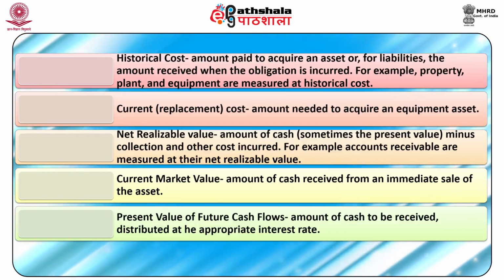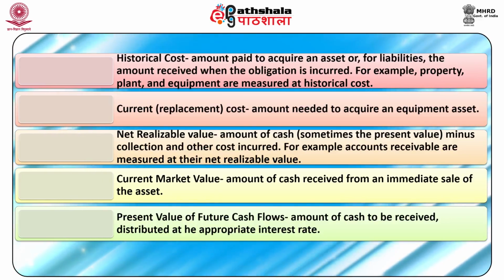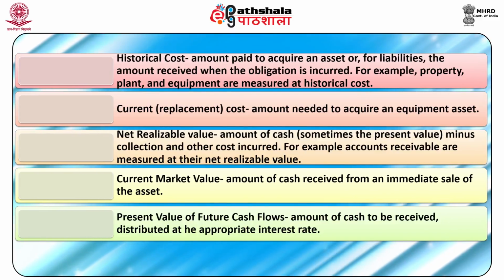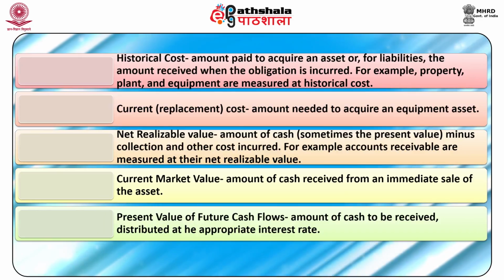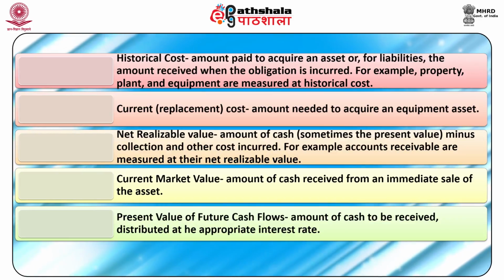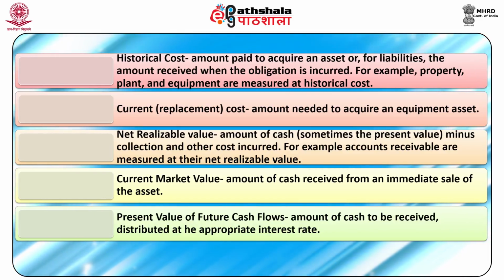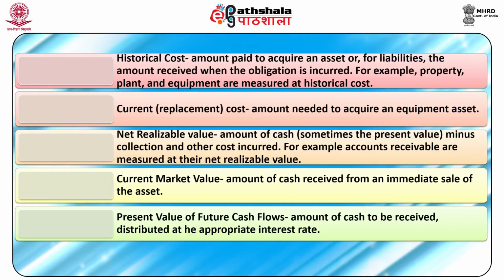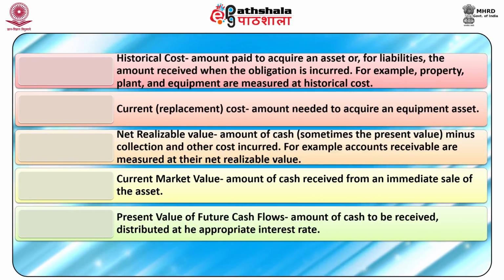Number 1, historical cost: the amount paid to acquire an asset or liability, or the amount received when the obligation is incurred. For example, property, plant and equipment are measured at historical cost. 2, current or replacement cost: the amount needed to acquire an equivalent asset. Number 3, net realizable value: the amount of cash, sometimes the present value, minus collection and other costs incurred. For example, accounts receivable are measured at their net realizable value.